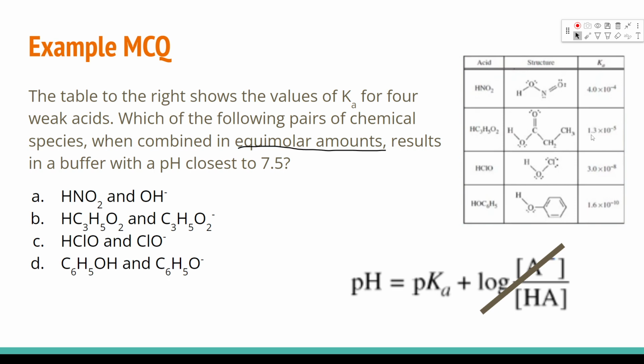And so the next one, because this is more than 1, if I negative log this whole answer, my answer is going to be based off the exponent, but a little less. So it's going to be 4 point something. And then the third option here is negative 8. And since it's more than 1 over here, it's going to be 7 point something. And then for this one, it's negative 10, this is greater than 1, and so it's going to be 9 point something. Since we're trying to get close to 7.5, I could just pick this one, the HClO and the ClO minus.